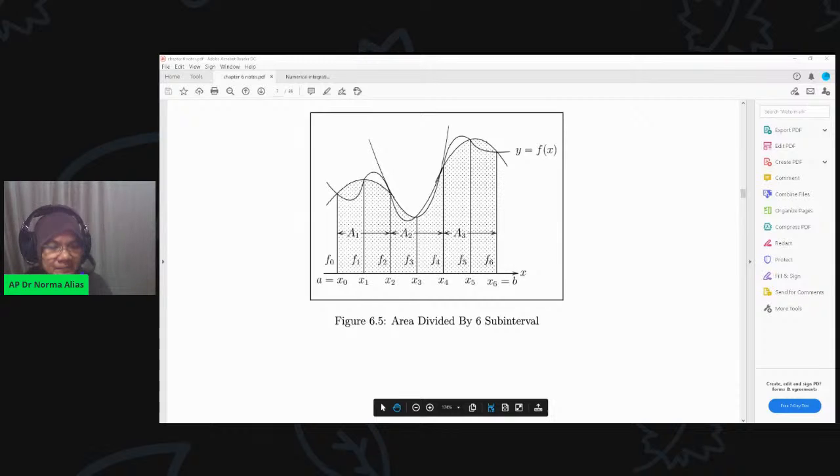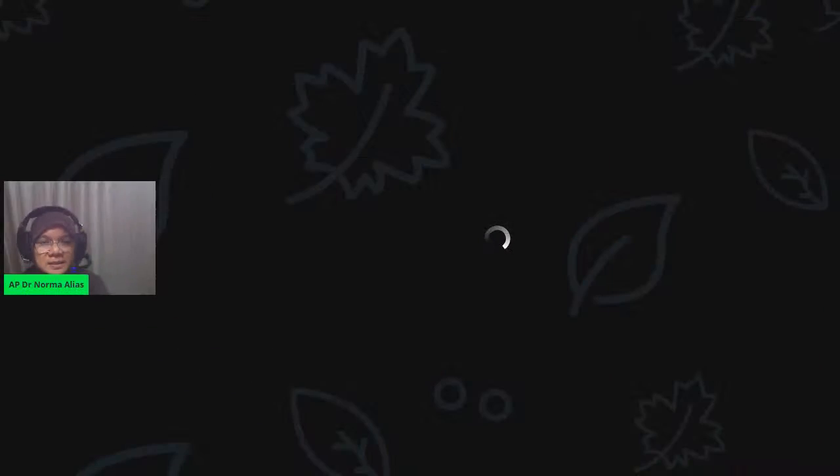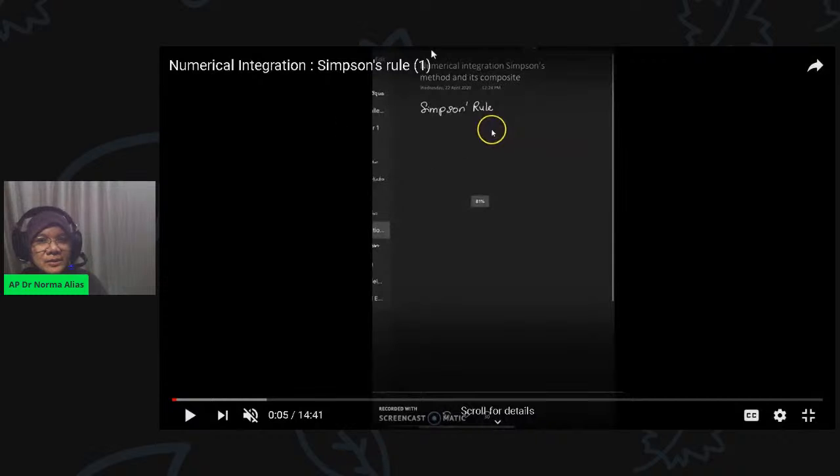I stop sharing here. Again, I said that Simpson's rule comes from the polynomial, quadratic or parabolic. All right. And then it is based on two elements, two subintervals, two subdomains, two partitions. Okay, so now I stop sharing and I share with you the notes here.